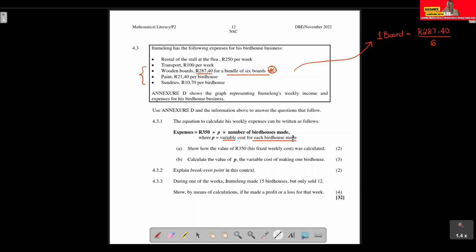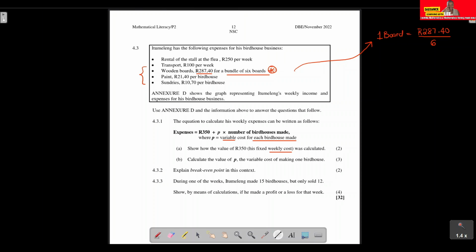So we need to show, in question A, how the value of 350, his fixed weekly cost, was calculated. They're really telling us that his fixed weekly cost is 350. How was that value calculated? So what is the fixed weekly cost? Because here we're talking about the weekly cost. What are his weekly expenses?